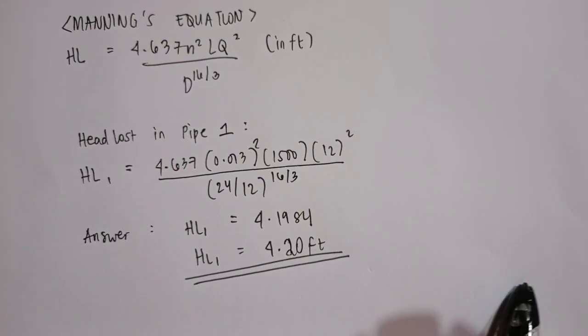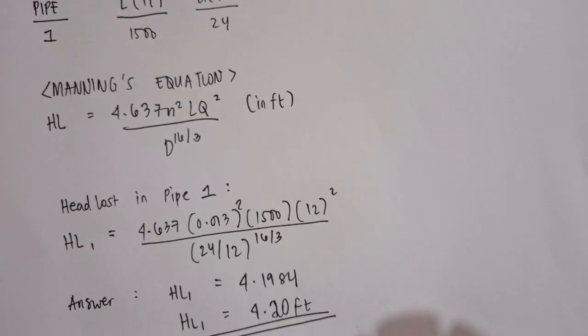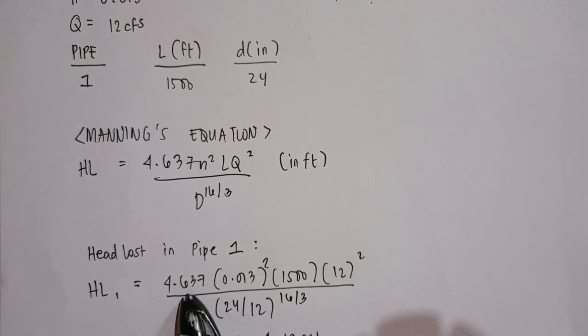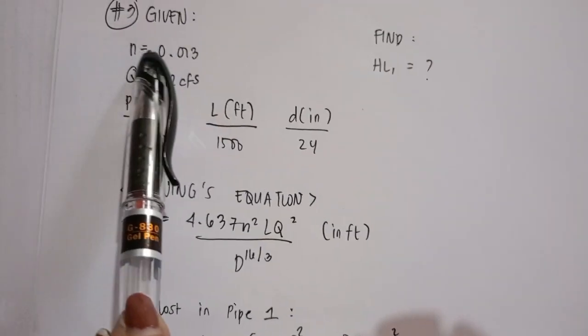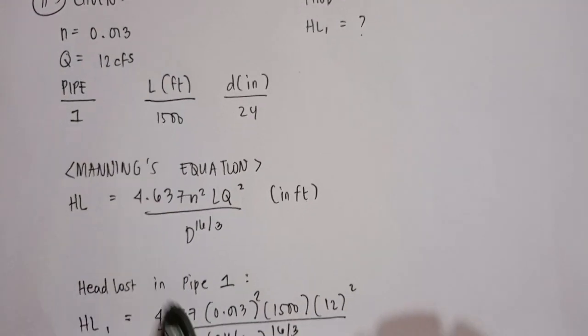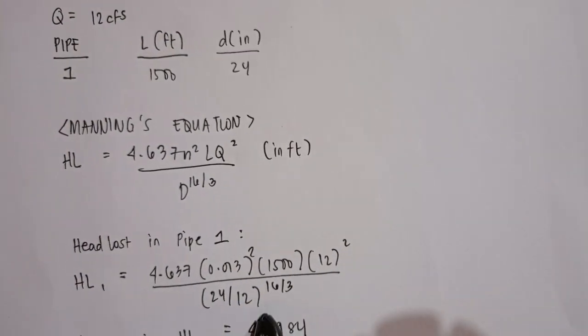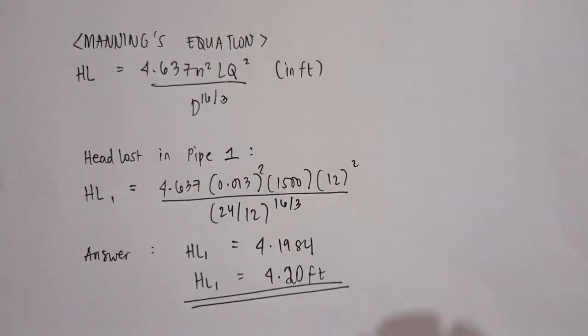So the head loss for pipe 1 is just a direct substitution, this one. So 4.637 times the n, which is 0.013, and 1,500 times 12 for our Q, and 24 over 12 to make it meters, to the power of 16 over 3, and thus we got a head loss of 4.20 feet. And that's it for our third problem.